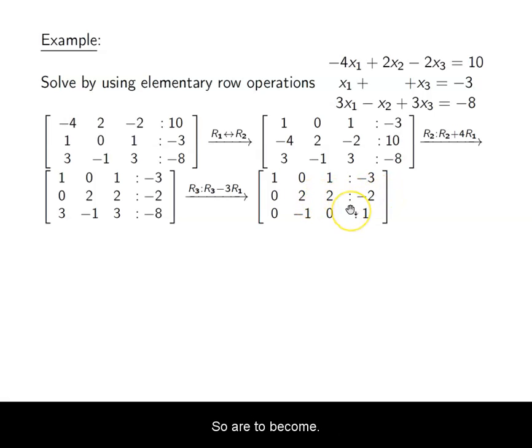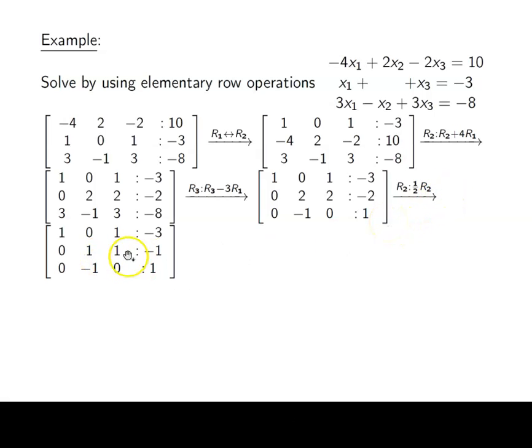So R2 becomes half of R2. Okay, so 1, 1, -1 now, and now that I have a 1 with all zeros below it, I need to make this a 0, so I'll just add these two together. So this turns into 0, this turns into 1, and this turns into 0. So I take R3 and it becomes R3 plus row 2.